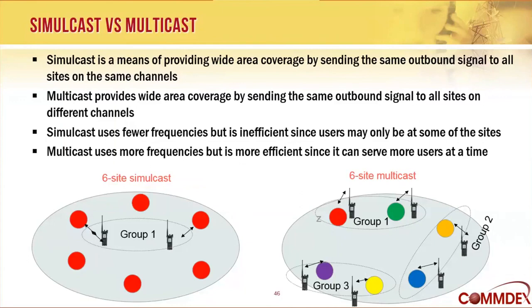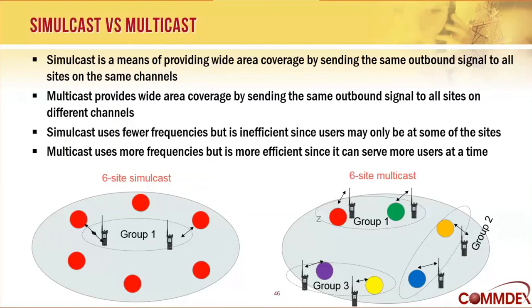You can see how simulcast is not as efficient as multicast in terms of the number of users that can be served, but multicast is hard to get. If you were talking a 5-channel system, the left would require 5 channels. The multicast system on the right would require 30 channels. So it's very hard to get a system license for 30 channels. And so that's why you don't see multicast very often.